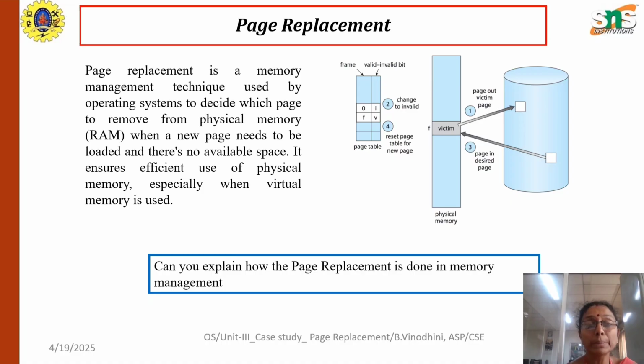That is the concept of page replacement. The concept is shown in the figure on the right side. The operating system checks the page table. If the page is not in the page table, it finds that page in the secondary memory, pages out the victim page and pages in the desired page. That is the concept of page replacement.